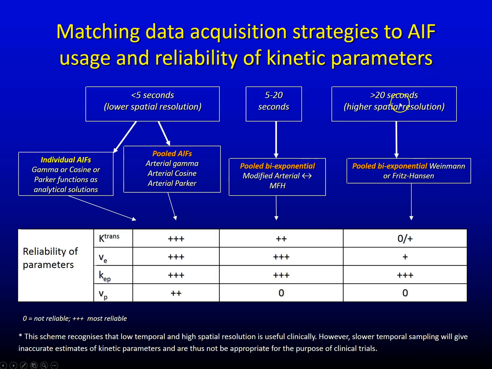And if you were using greater than 20-second resolution, we would not recommend you do pharmacokinetic modeling. If you are going to do it, then use a bi-exponential Weinmann function or a Fritz-Hansen function, and the only reliable parameter you are likely to get is the washout rate. So you need to match AIF choice to the temporal resolution of the scan.